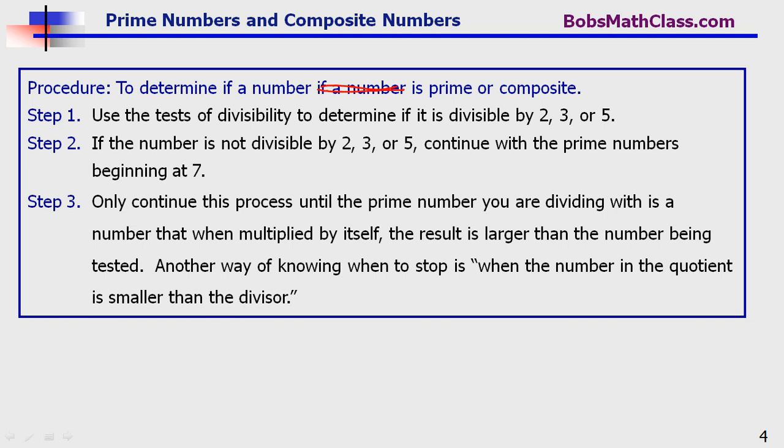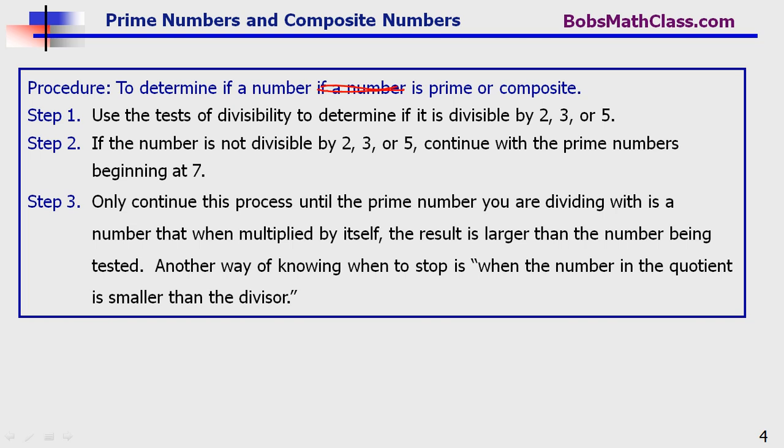Use the test of divisibility to determine if it is divisible by 2, 3, or 5. Remember, for 2, the test is even digits. For 3, we have to add the digits and then check if the sum is divisible by 3. And 5 is if it ends in a 0 or a 5. These are the first 3 prime numbers. So that's what we're doing. We're trying our prime numbers.